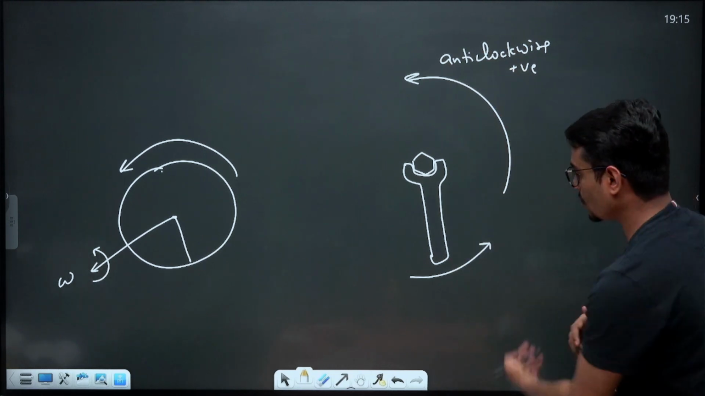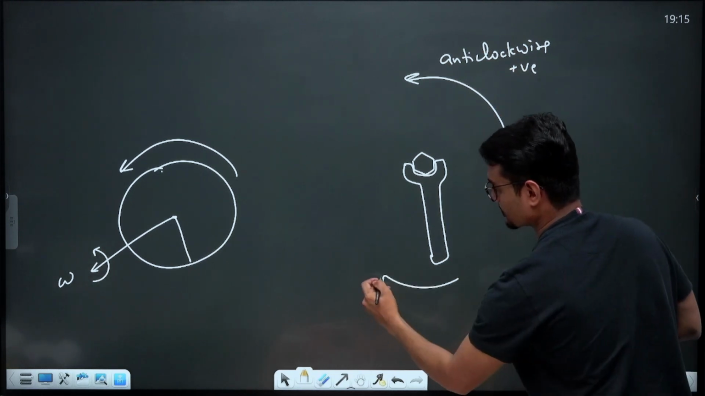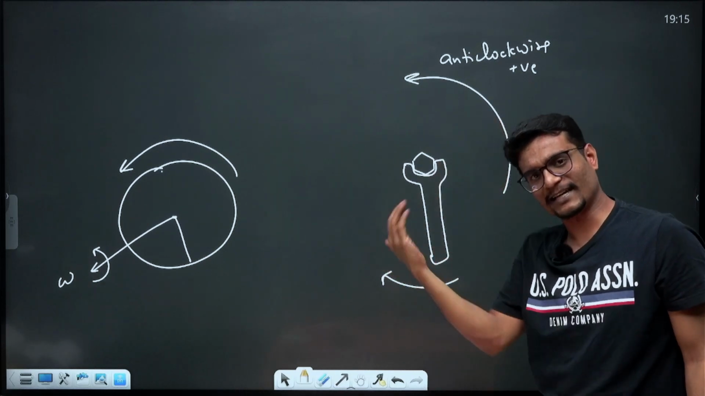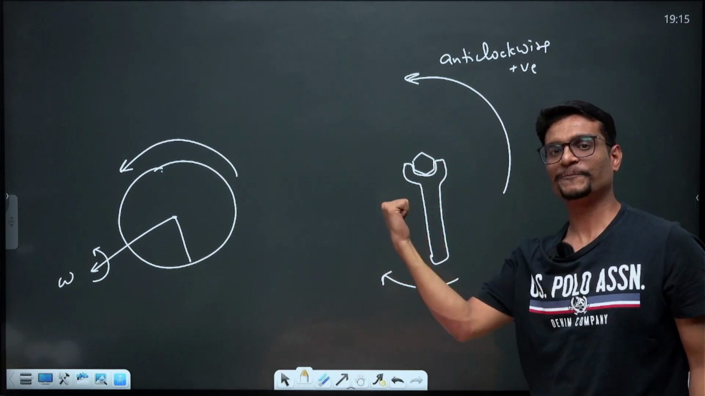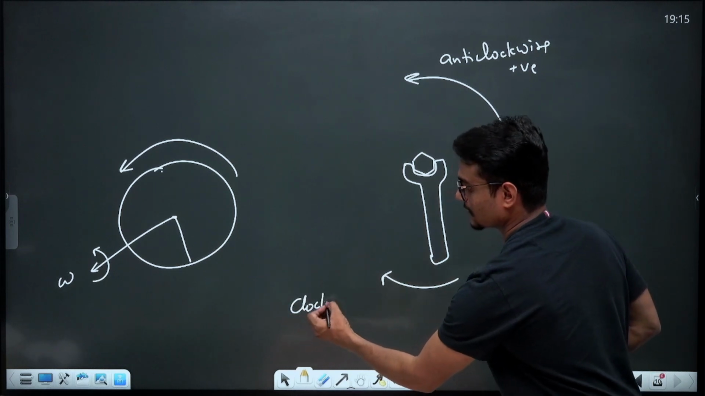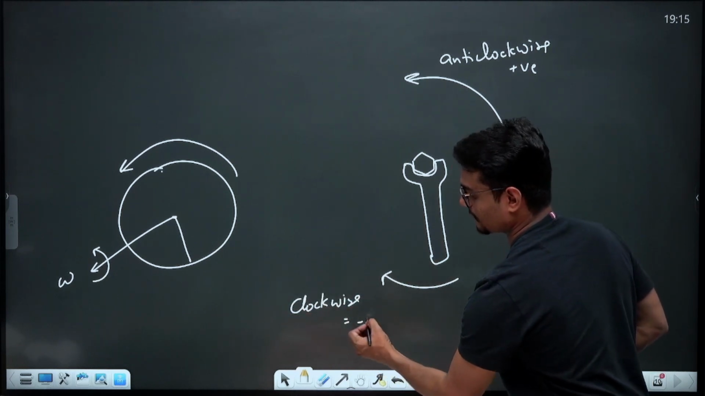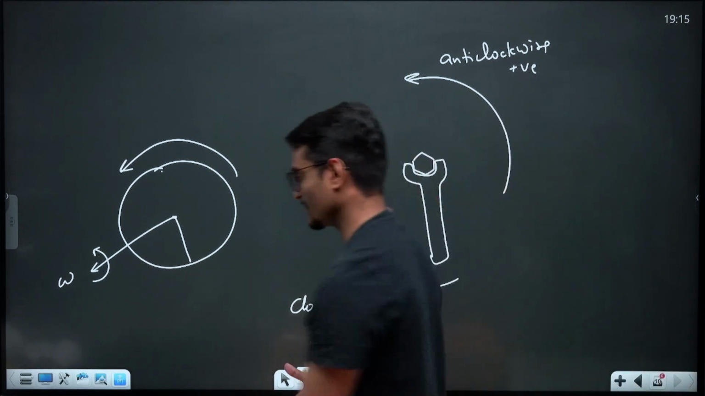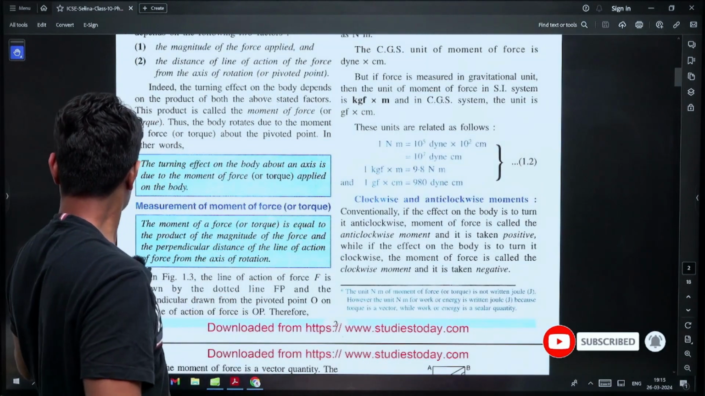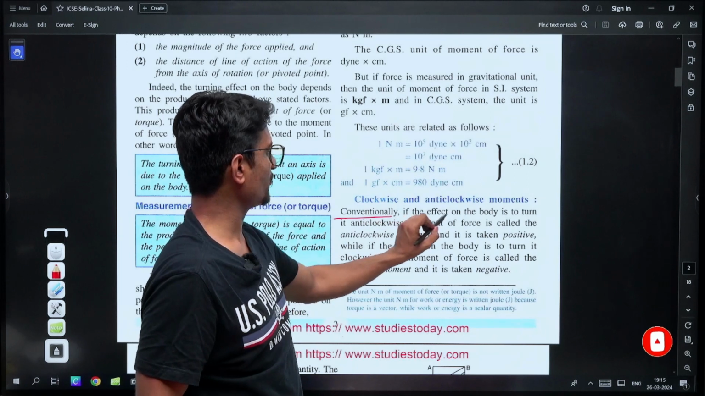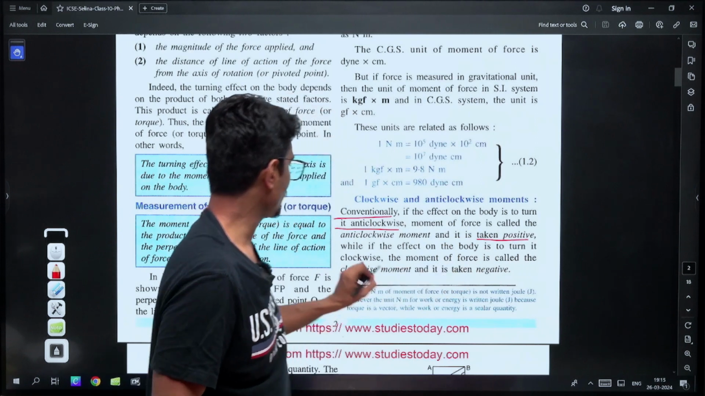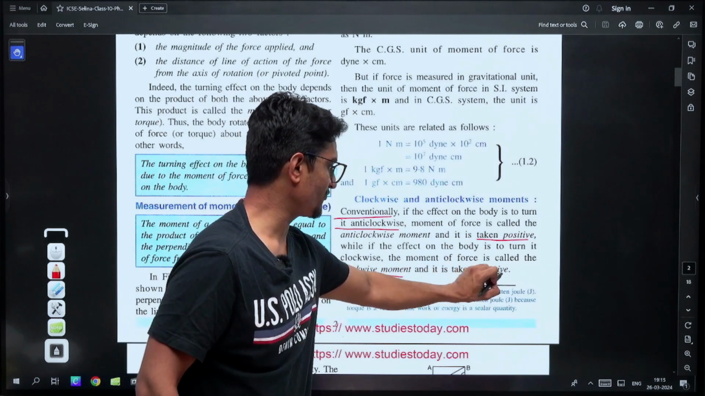And if you rotate the same thing in the opposite direction like this, take your right hand, rotate in this direction, and you will see your thumb inside, and that is conventionally taken as negative. So clockwise is taken as negative. Let us see what your text says. Conventionally, if the effect of the motion is to turn it anti-clockwise, it is taken as positive, and clockwise is taken as negative.